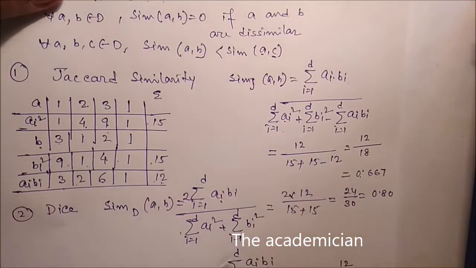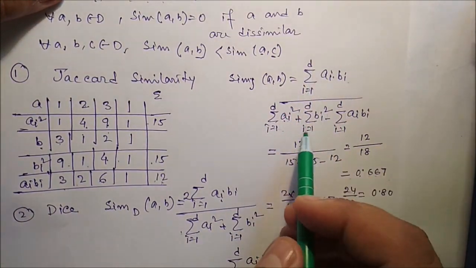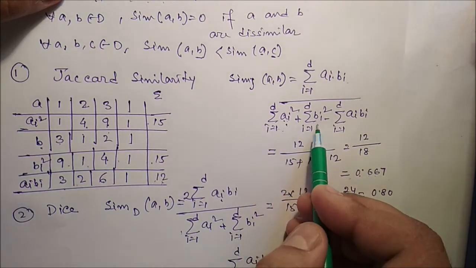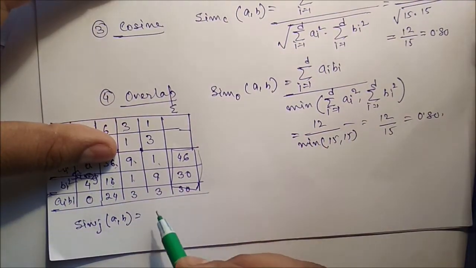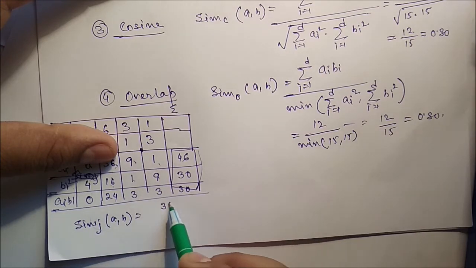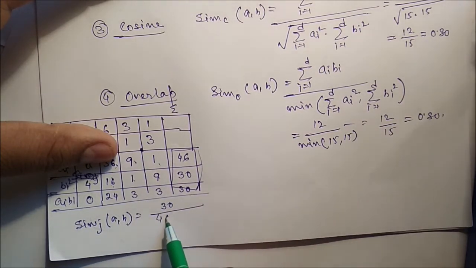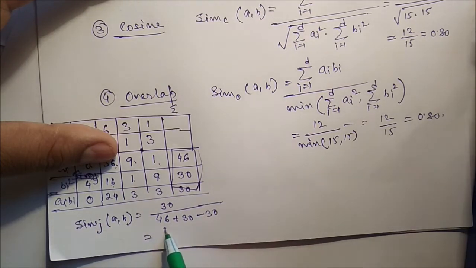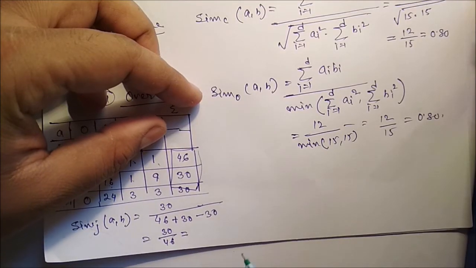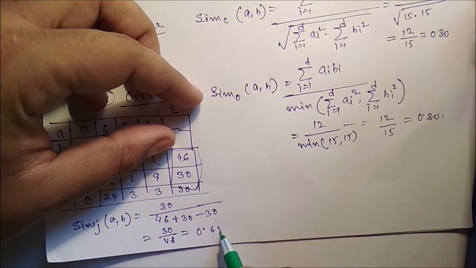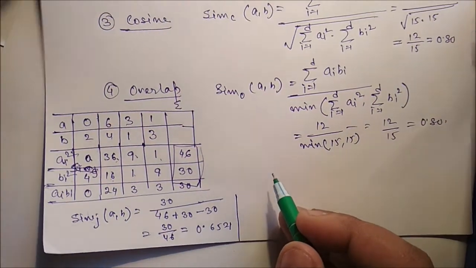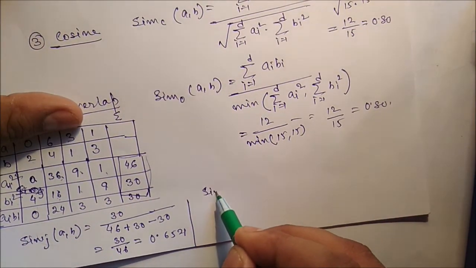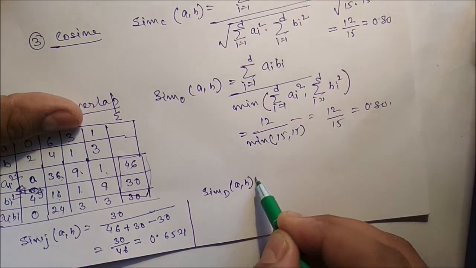The Jaccard similarity was summation of i equals 1 to D AiBi divided by Ai square plus Bi square minus AiBi. So summation of AiBi is 30, divided by Ai square, that is 46, plus Bi square, that is 30, minus AiBi, which is also 30. So it is 30 by 46, and the answer is 0.6521.